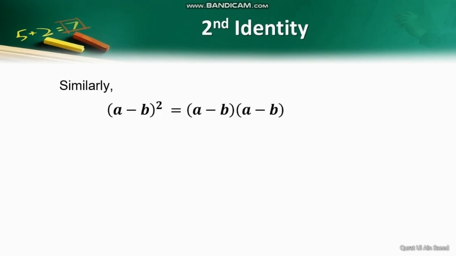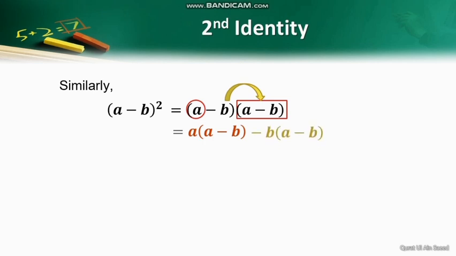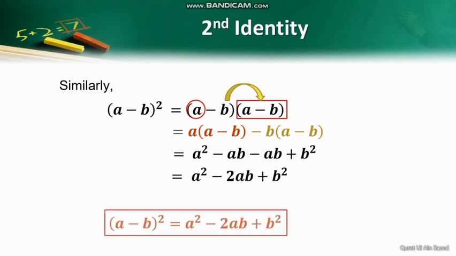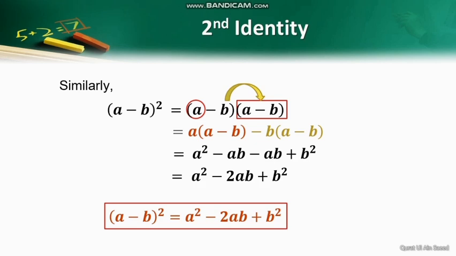Similarly, we can derive the second algebraic identity by first writing the square of a minus b as a minus b multiplied by a minus b. Then we'll expand this product by applying distributive law, a times a minus b and then minus b times a minus b. Expand these individual products, we get a squared minus ab minus ab plus b squared. Solving further, we get a squared minus twice ab plus b squared. So this is our second identity.